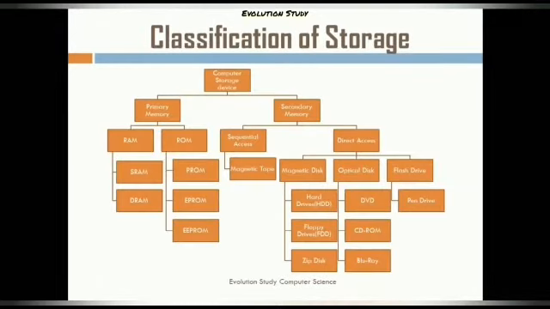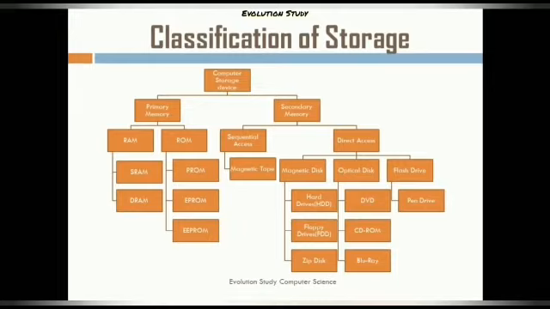Now the classification of storage. Computer storage devices can be classified into two types, primary memory and secondary memory. Under primary memory there are RAM and ROM, and under secondary memory there are sequential access and direct access. Under RAM there are SRAM and DRAM, and under ROM there are PROM, EPROM and EEPROM. Under sequential access in secondary memory there is magnetic tape, and under direct access in secondary memory there are magnetic disk, optical disk and flash drive as well.